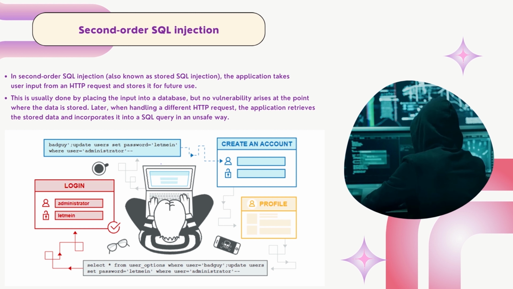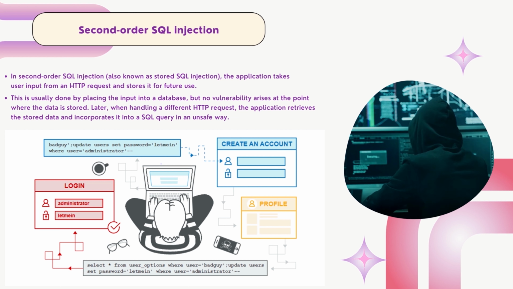In second-order SQL injection, which is also known as stored SQL injection, the application takes the user input from an HTTP request and stores it for future use. This is usually done by placing the input into a database, but no vulnerability arises at the point where the data is stored. Later on, when handling a different HTTP request, the application retrieves the stored data and incorporates it into a SQL query in an unsafe way.